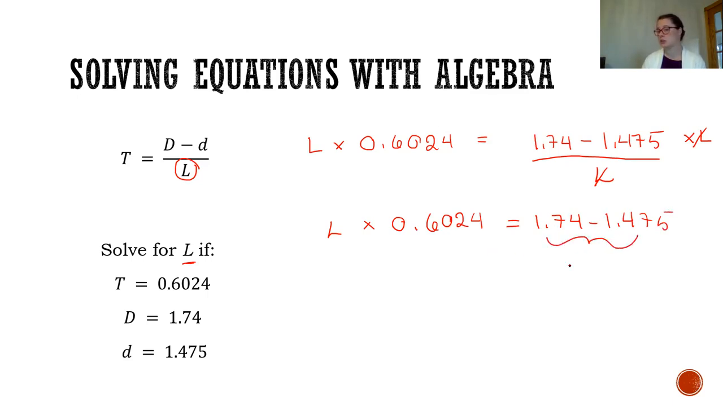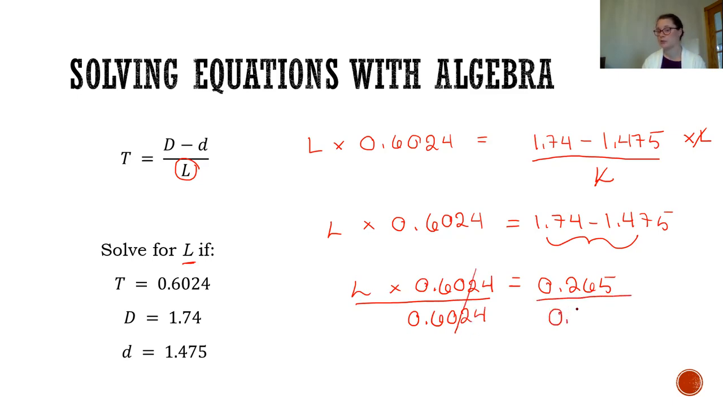Well, these two are easy to combine. So 1.74 minus 1.475 leaves us with 0.265. Over here, we still have L times 0.6024. So L times a number. To undo that, we're going to divide. These cancel out because they make a 1. Whatever you do to one side, we do to the other.